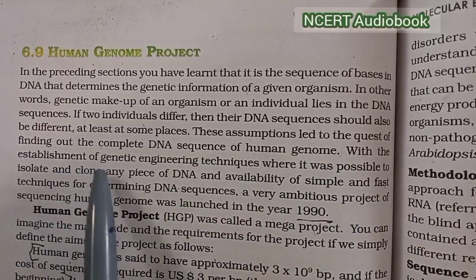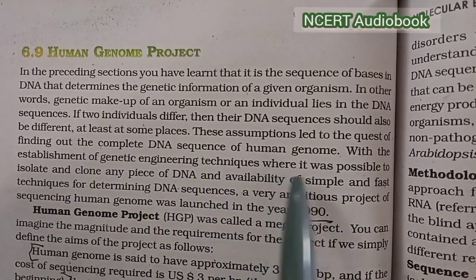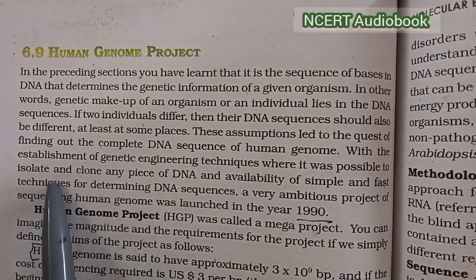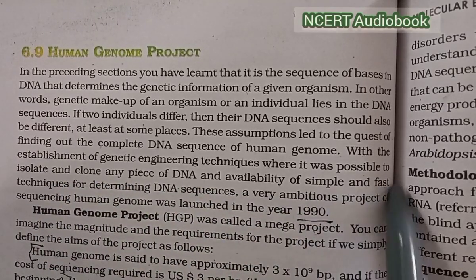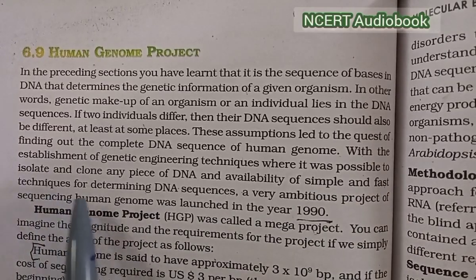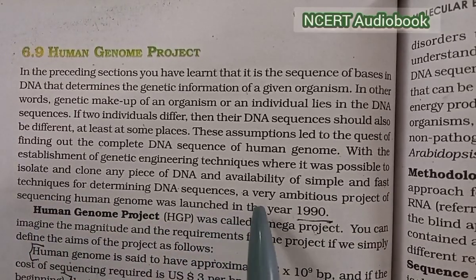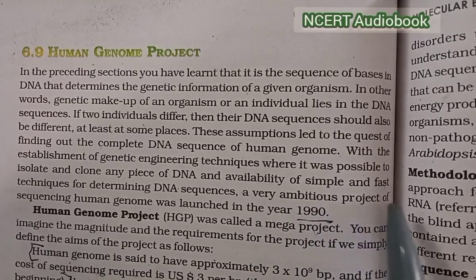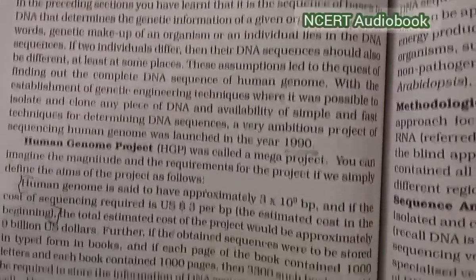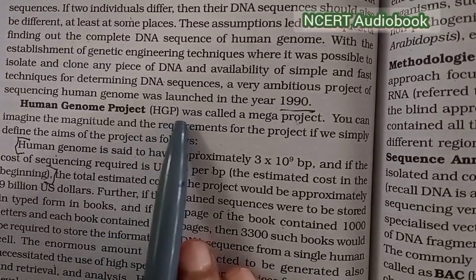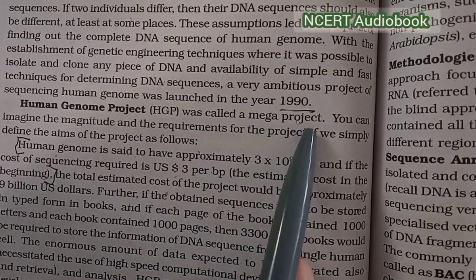With the establishment of genetic engineering techniques, where it was possible to isolate and clone any piece of DNA, and the availability of simple and fast techniques for determining DNA sequences, a very ambitious project of sequencing the human genome was launched in the year 1990. The Human Genome Project, HGP, was called a mega project.